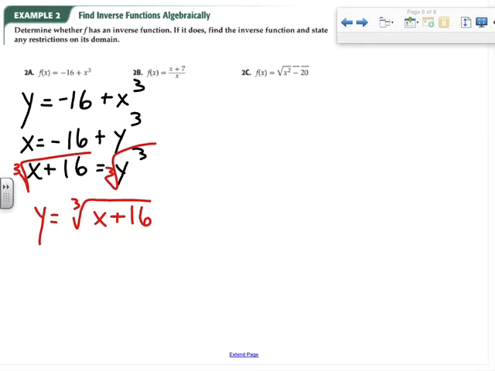And the problem is asking us to state any restrictions on its domain. Notice that we're taking a root of x plus 16, but we're taking an odd root of it. Make sure that you're aware that you can take the odd root of a negative number as much as you want. You're not taking the square root of a negative number, you're taking the cubic root, and I can multiply a negative number times itself an odd number of times and get a negative number. Okay, so there are no restrictions on the domain.